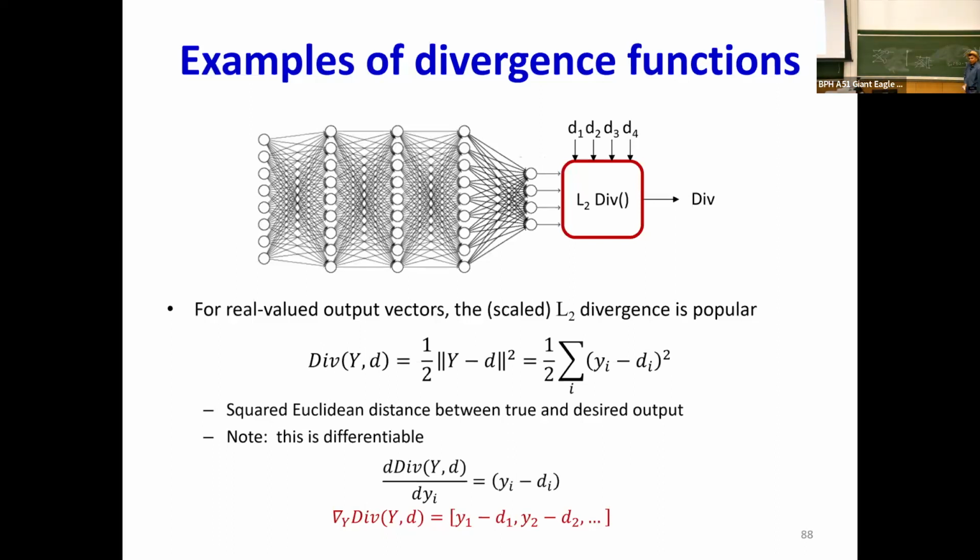This ends up looking again like the old Rosenblatt rule, right? So that's where this comes in. And so the derivative of the divergence over here is going to be a vector where every component is simply the error between the actual output and the desired output.